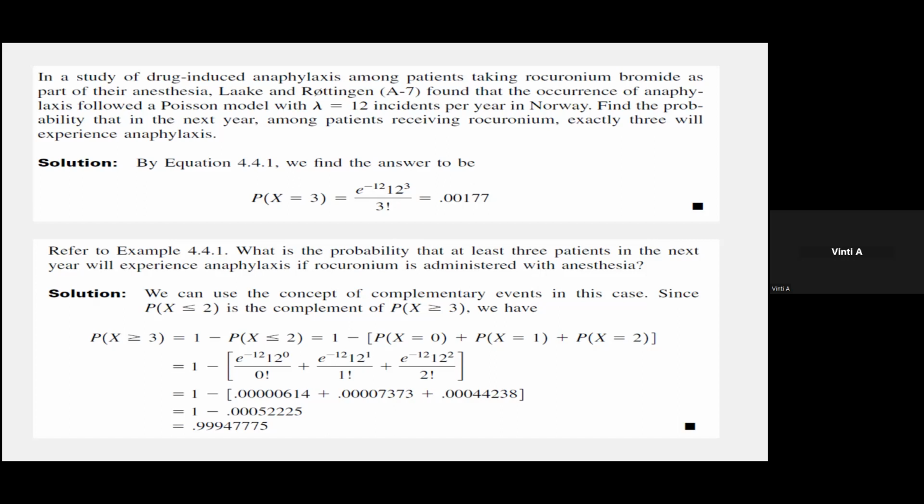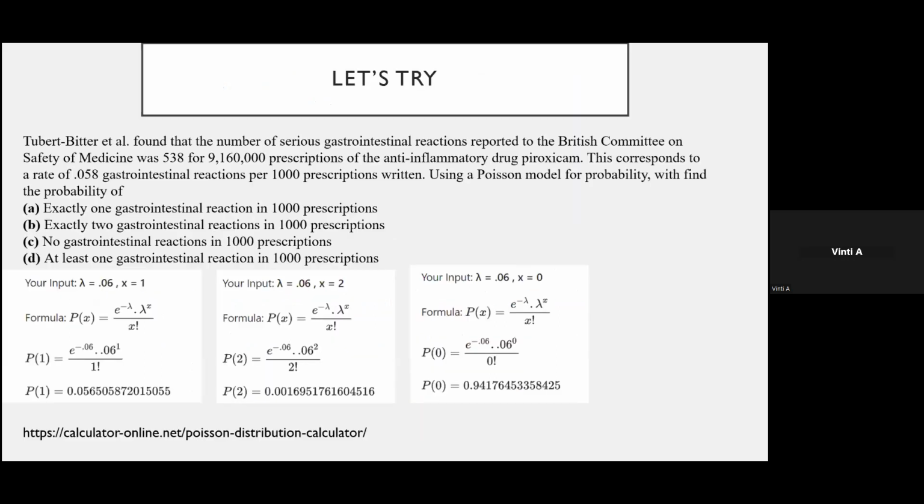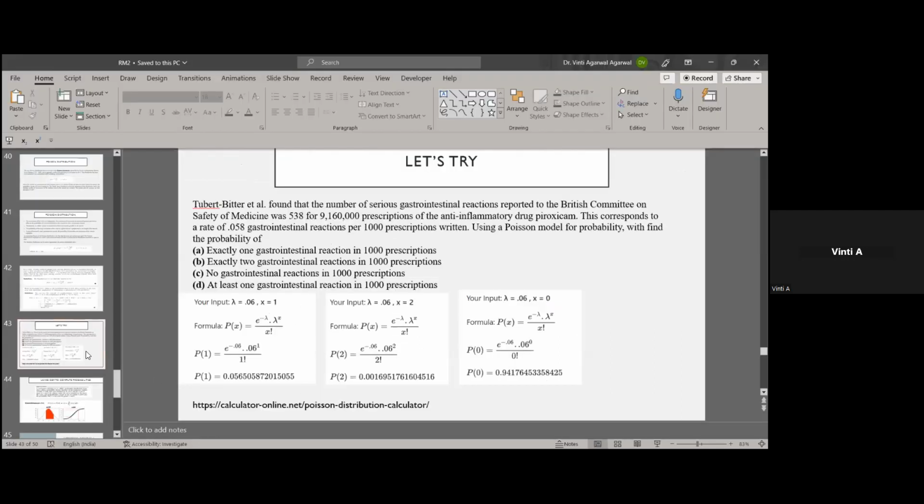Okay, so there is also a calculator for this. I'm putting it in the chat box. This is a Poisson calculator. Everybody can see my screen? Yes. Okay, so what was it in the last example?